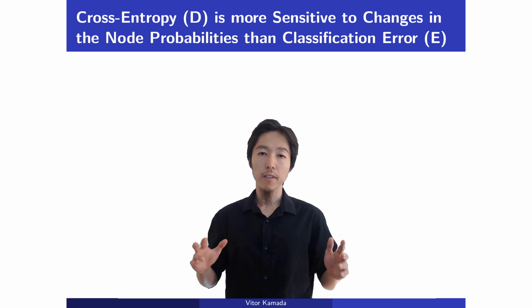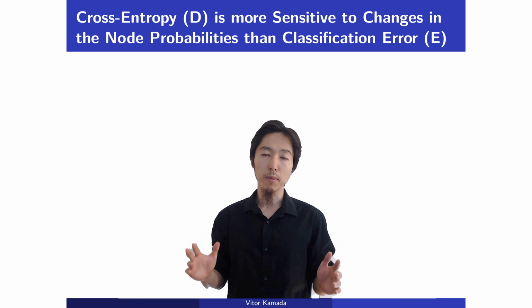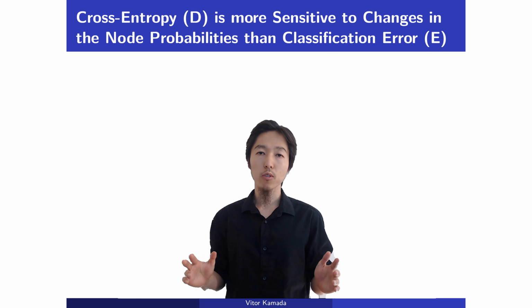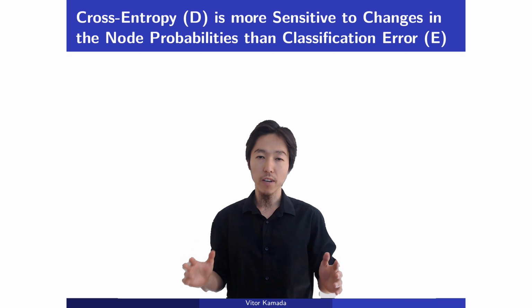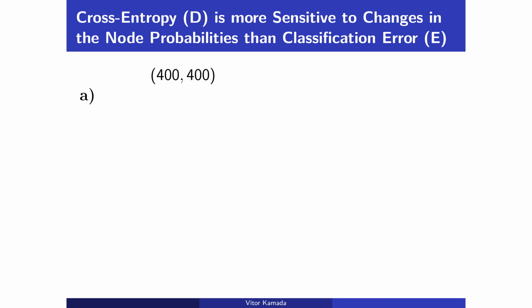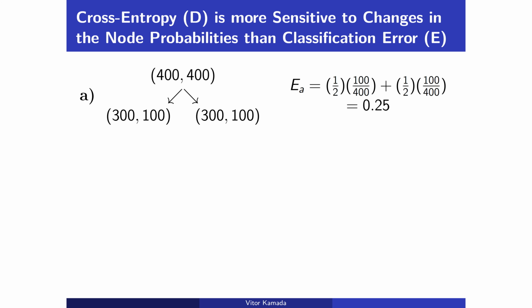Apart from the advantage of cross-entropy in optimization, let's see how cross-entropy is more sensitive to changes in the node probabilities than classification error. Let's assume that you have 800 observations, 400 are dogs and 400 are cats. Suppose you have a variable that splits the node into 300 and 100 on one side, and 300 and 100 on the other side. Then the classification error will be 25%.